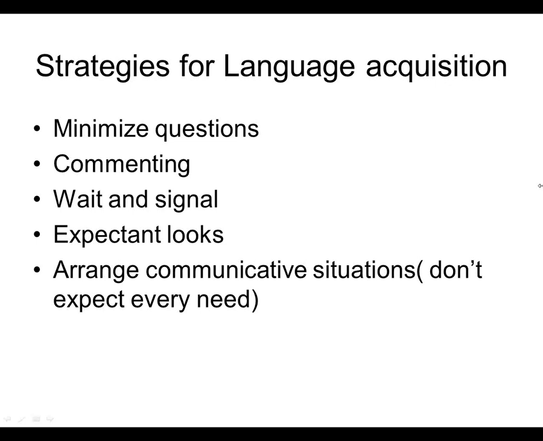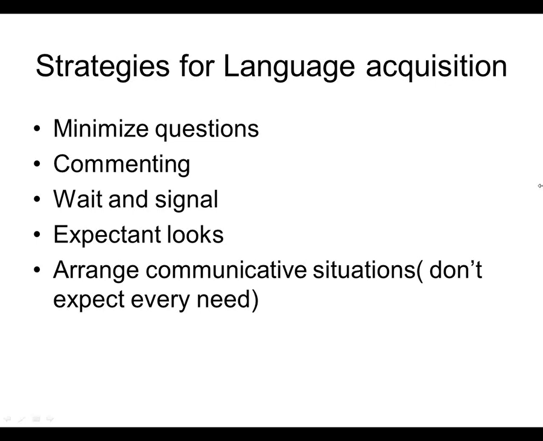Another strategy for language acquisition is commenting. With commenting, tons of commenting. There's never too much commenting. I would keep it simple and basic for our early learners, not complex sentences, but just commenting all the time on everything. Constant comments, comments, comments. On what you see, on what you're doing, on what you hear. Even if they're not responding, even if they're not looking and you think they're just not taking it in, why would I do it? Just continue to do it.